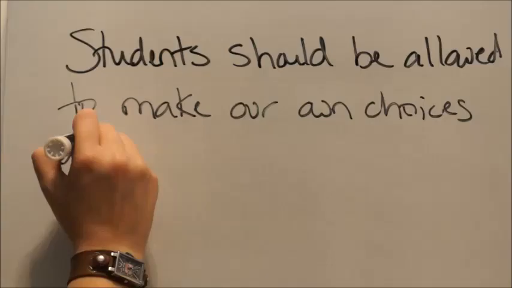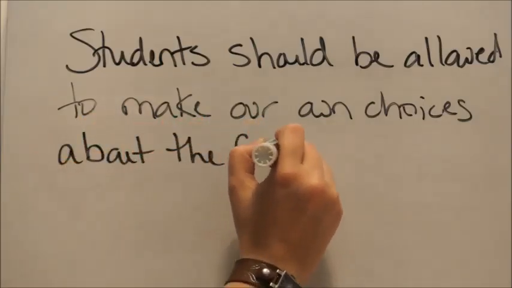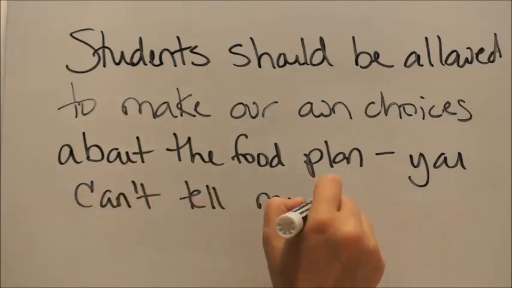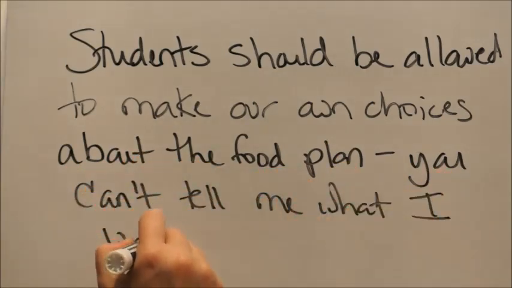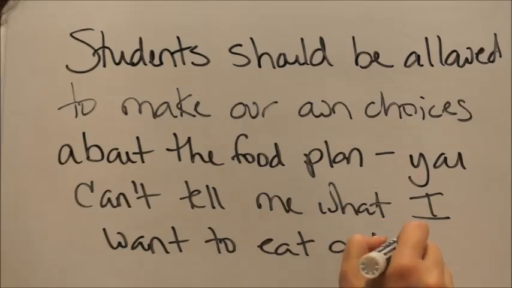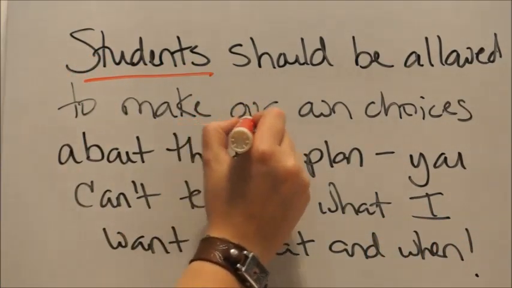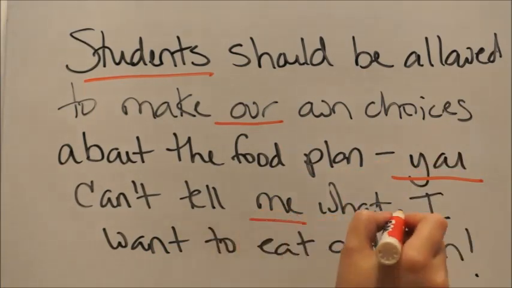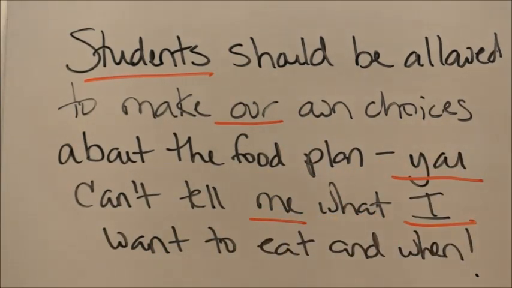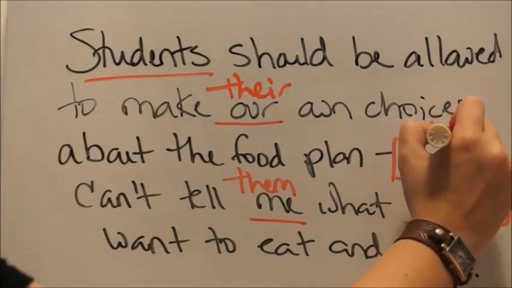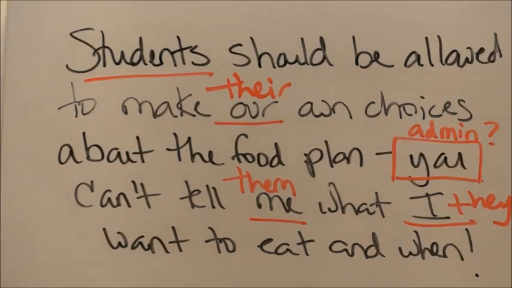And let me show you what I mean here. If you say something like, students should be allowed to make our own choices about the food plan, you can't tell me what I want to eat and when. Okay, this is kind of confusing because I have students, that's third, our is first, you is second, me is first, and I is first. All right, so this needs to match. So I can say students should be allowed to make their own choices about the meal plan, and then maybe something like administration can't tell them what they want to eat and when.